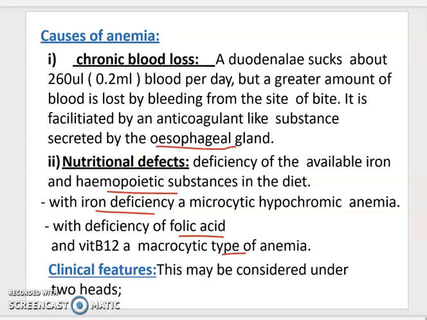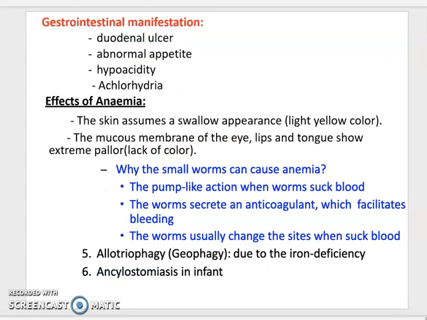The clinical features of this anemic condition can be explained under two headings. First, the gastrointestinal manifestations: duodenal ulcer can occur, abdominal pain, hypoacidity, and achlorhydria, a condition of absence of hydrochloric acid in the intestinal fluid. These are the gastrointestinal manifestations that result from the presence of this hookworm.